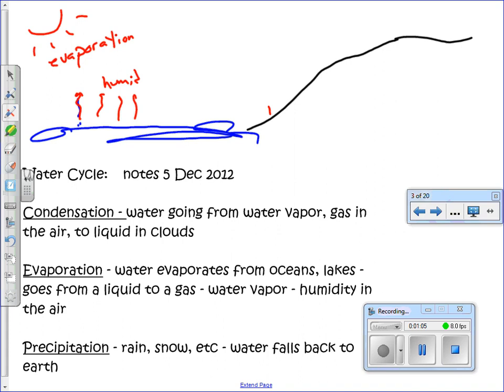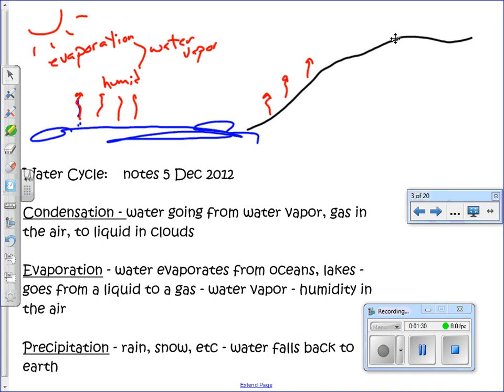It also, of course, evaporates from the land and from the trees. We talked yesterday about the trees increasing humidity in the air. And so it evaporates from all of these sources into the air. Can you see the water in the air? No, it's a gas called water vapor, but really for the most part, you can't see that.